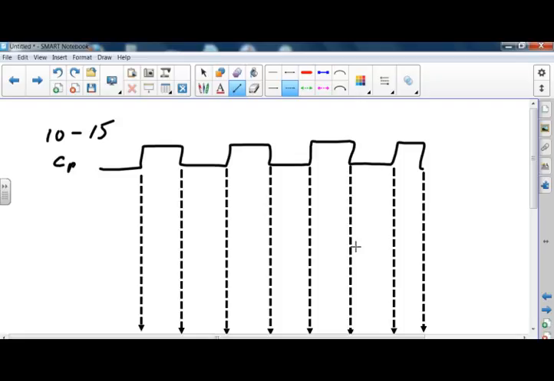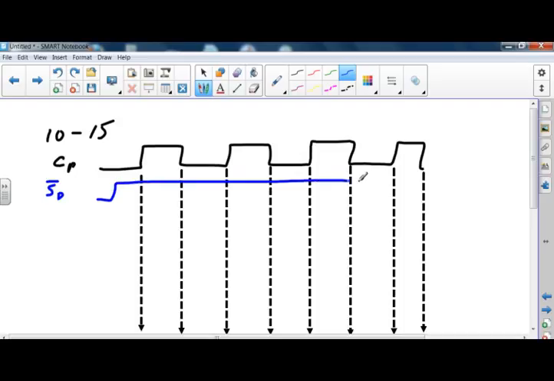Now I've got my set not. I'll use that color. Set not. All right, and I'm going to start low, and I'm going to go high. Well, that was good. And then I've got my reset not. I'm going to start high. I'm going to go up and down there. I'm going to go up and down here.